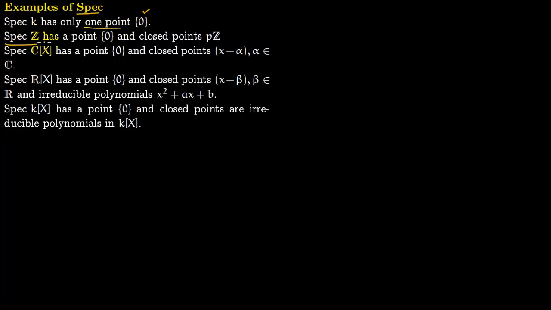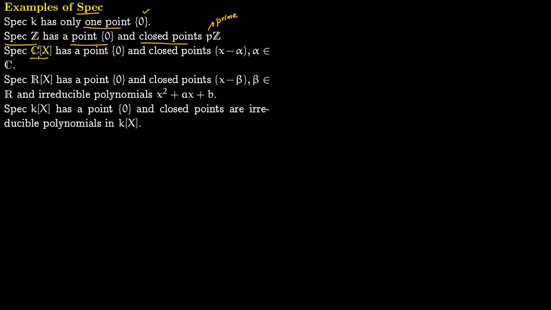Spec of Z has a point which is 0, and it also has closed points (p) of Z, where p is prime. So closed points correspond precisely to the prime ideals which are also maximal. If the ideal is maximal, we have a closed point. 0 is not maximal, so this is not closed.